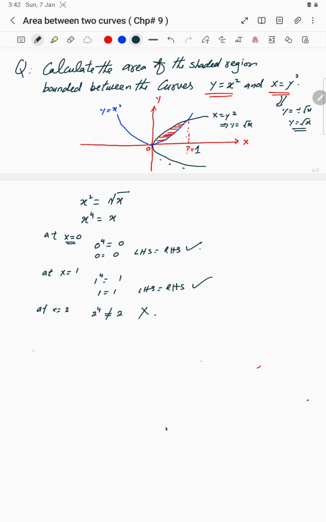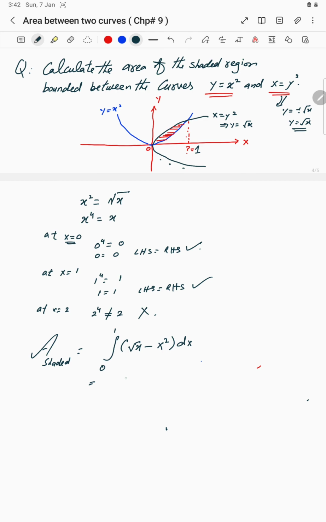So the area shaded, the required area, will be from 0 to 1. Above is the second curve, we can write it as above, square root x minus x square d of x.